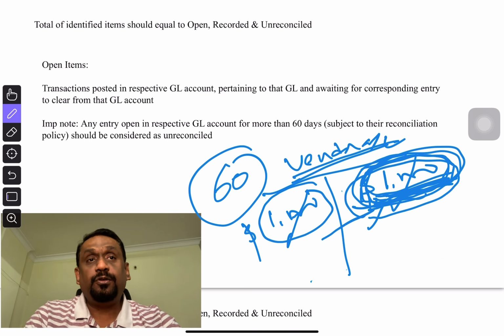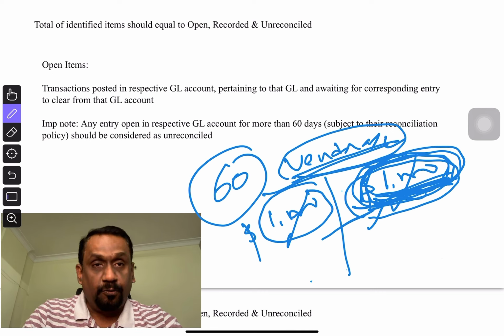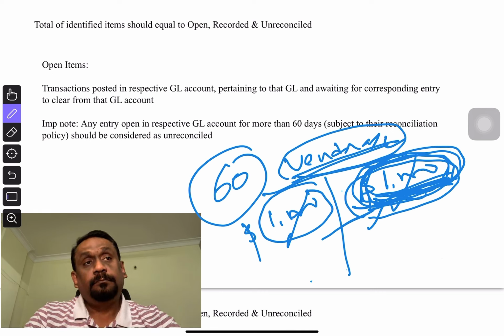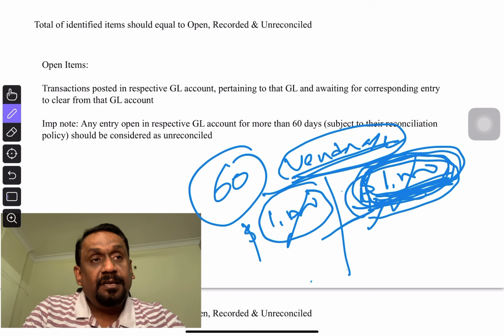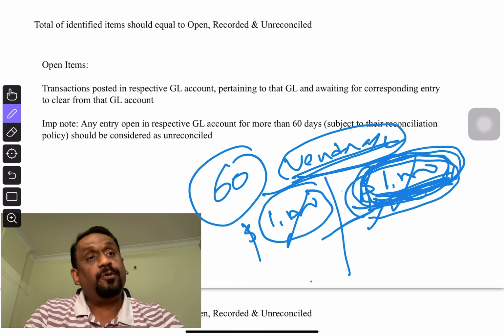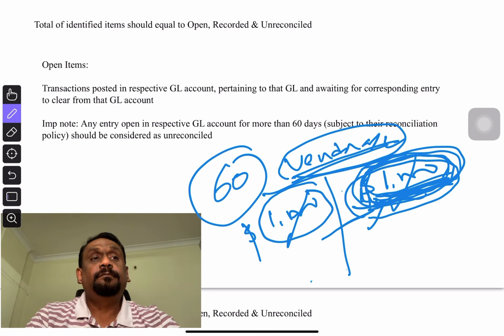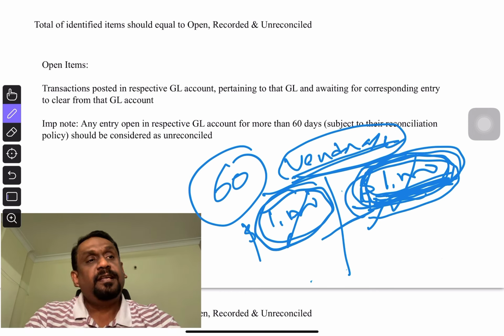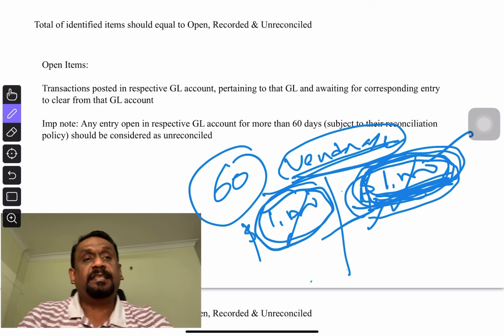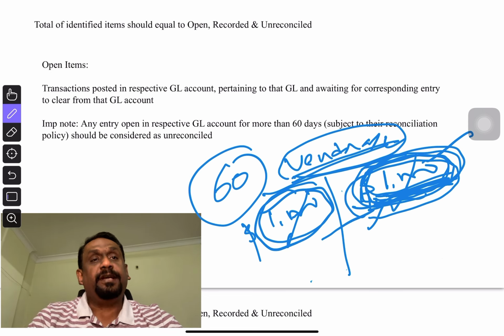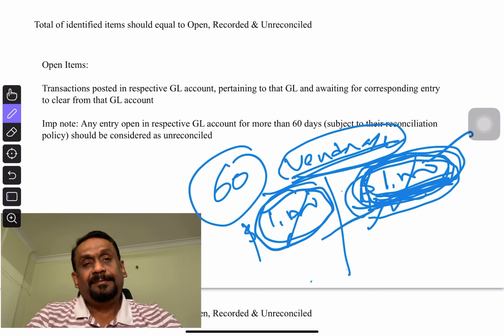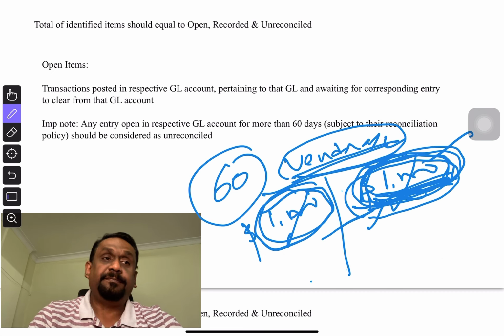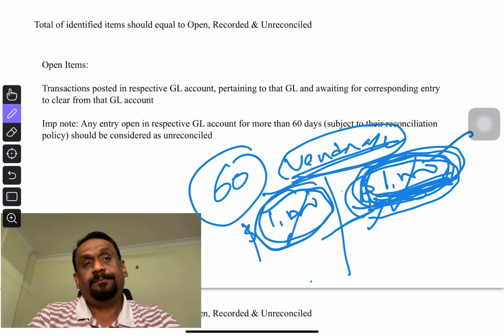But right now, what is your understanding? Any transaction posted to the respective GL account, and that transaction should be pertaining to that GL account, and you are waiting for the corresponding entry to be posted, that transaction will be considered as an open item. You might be thinking, Krishna, it is very confusing. Can you please make it simple?